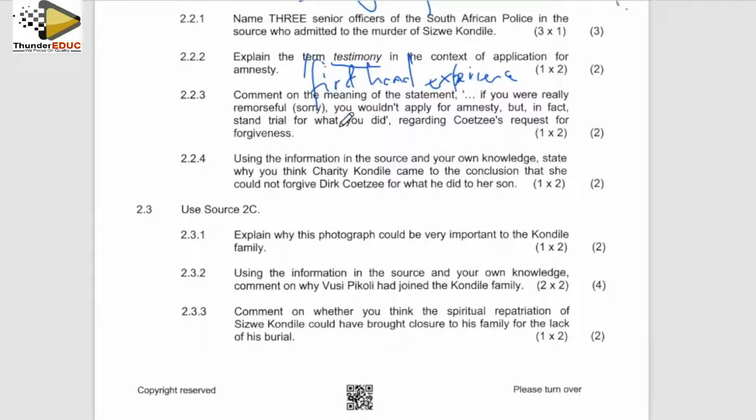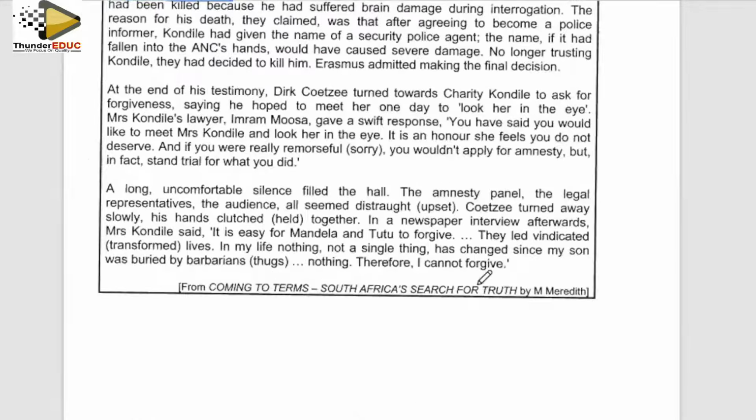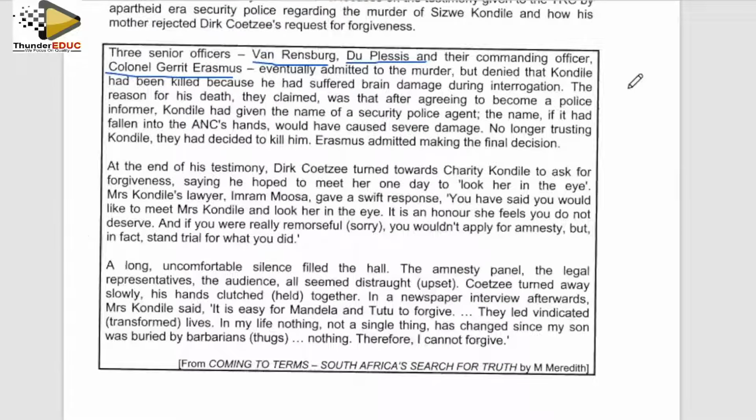The next question, using the information in the source and your own knowledge. No, sorry, before that, comment on the meaning of the statement: if you were really remorseful or sorry, you wouldn't apply for amnesty, but in fact, stand trial for what you did. Regarding the court's request for forgiveness. Right, it's Kondile's mother who gave that statement to Dikotsi who wanted to apply for amnesty. Right. So what's the implication of that statement?